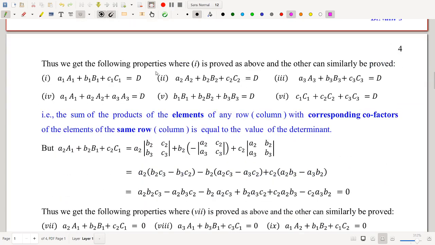There are 6 results. Roman 1 is already proved and others can similarly be proved. Roman 2, let us see what is Roman 2 here. Here small a2, b2, c2 are elements of second row and capital A2, B2, C2 are cofactors of elements of second row, means same row we have considered. So the value is D. Similarly Roman 3 also. And in Roman 4 what we see, small a1, a2, a3 are elements in the first column and capital A1, A2, A3 are cofactors of the elements in the first column. Same column, and the sum product is value of the determinant. Similarly number 5, number 6 with second column, this is with third column.